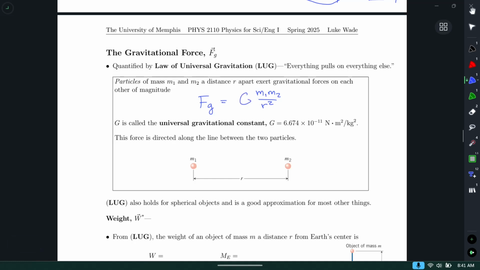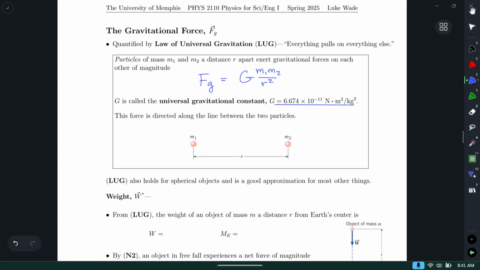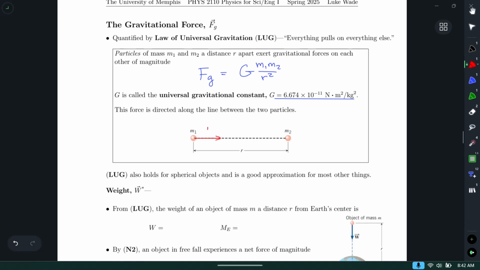So I insert what I'd think of as a little fudge factor, something that I multiply by to make sure the numbers line up. It just depends on the units you're using. We call that the universal gravitational constant, and it's just this real tiny number here, which is hinting that gravity is a pretty weak force, actually. And as it says, it is directed along the line between the two particles, so you draw a line connecting them, which there's the force mass 2 exerts on mass 1, and the force mass 1 exerts on mass 2.